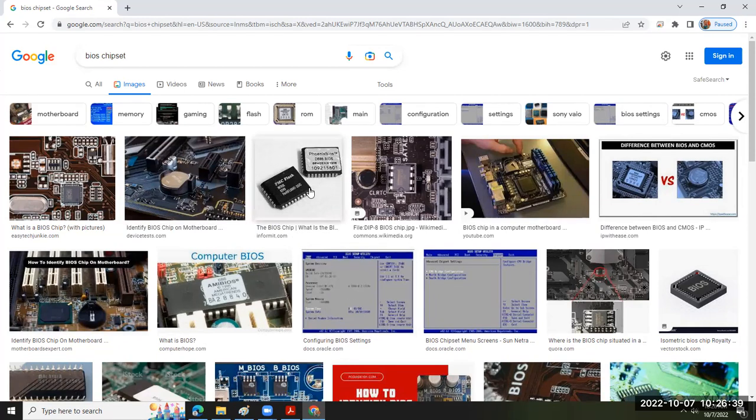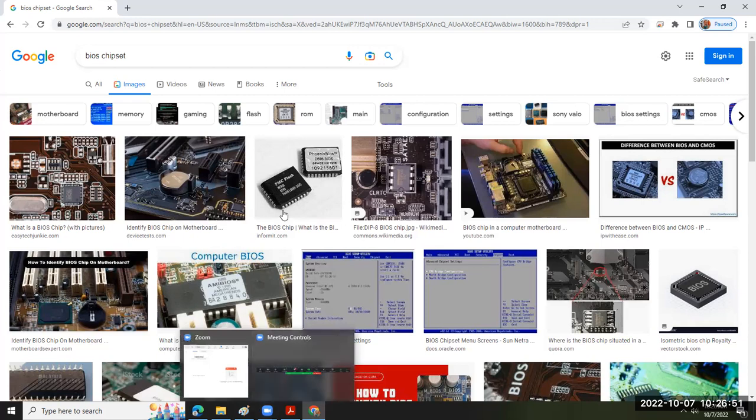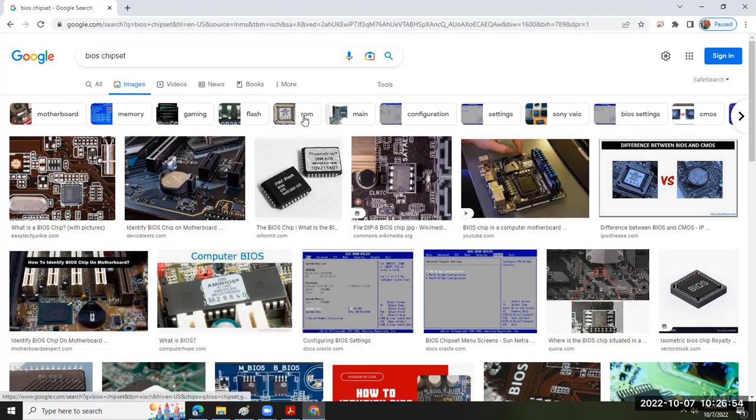This chip, this BIOS chip, is in some cases sensitive to ultraviolet light. It is made from a programmable read-only memory. ROM means read-only memory. RAM is random access memory. ROM is read-only memory. And an EEPROM is an electrically erasable read-only memory.